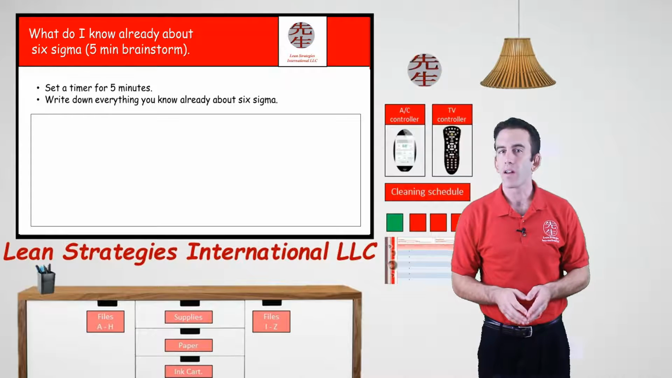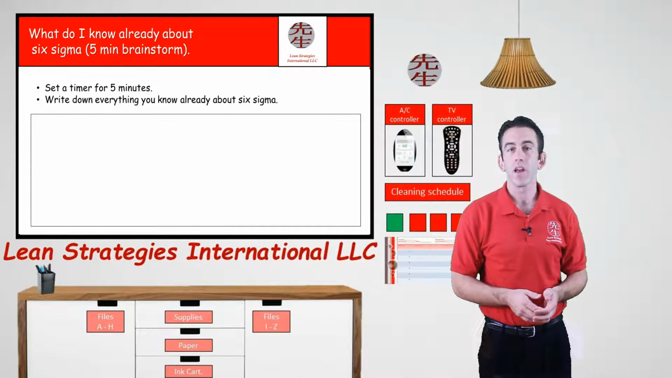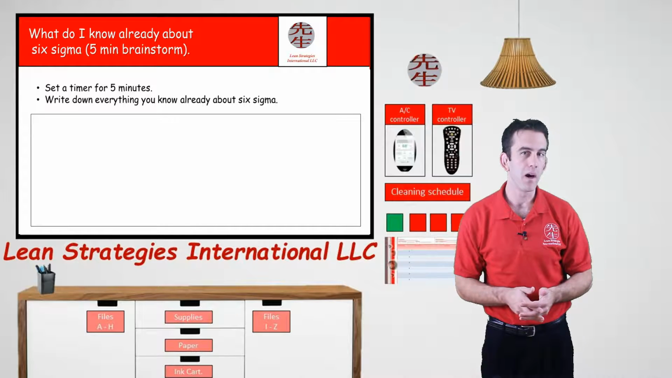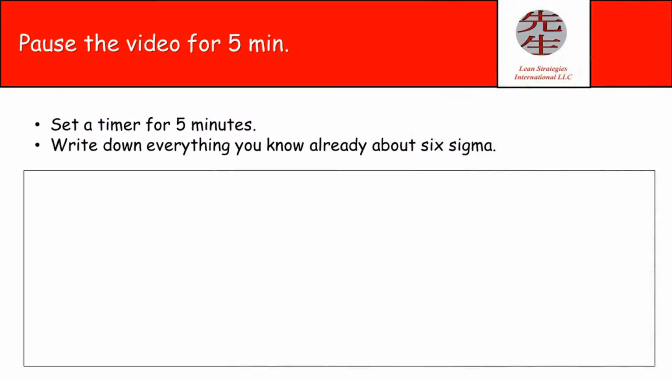Let's take a second to pause the video, set a timer for 5 minutes, and write down everything that you know about Six Sigma. There should be a form for you to jot your answers down on in the attachments section. Go ahead and pause for 5 minutes. When we come back, we will jump right in.